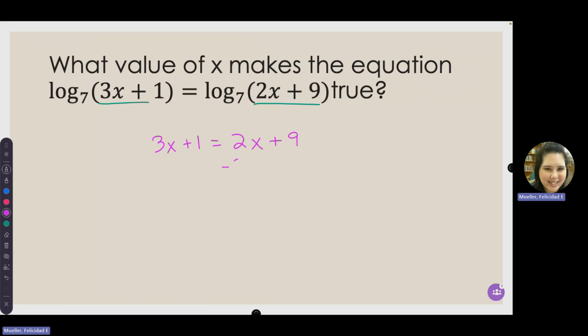So I want x by itself. We're going to move 2x to the other side. And at the same time, we're going to move that 1 to the other side. So the 1's cancel out, the 2x's cancel out. 3x minus 2x is 1x. 9 minus 1 is 8.